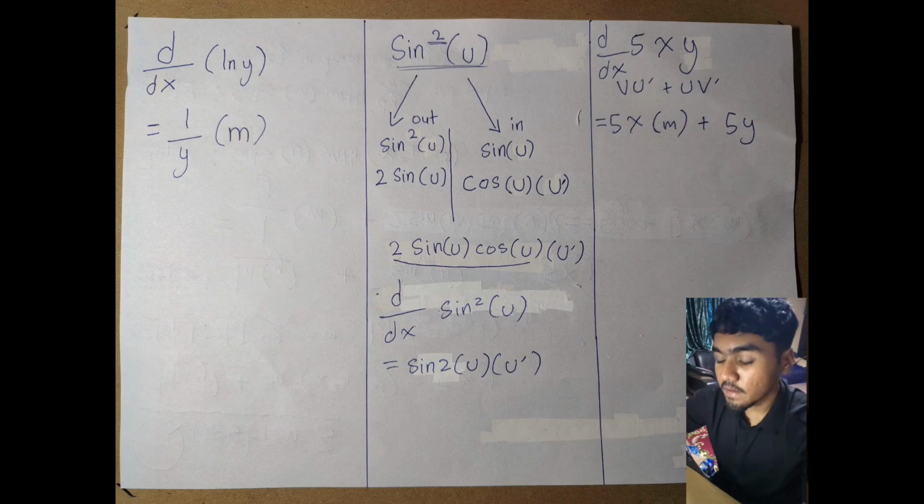The second function is sin squared u. This is a composite function, but I'm not here to recognize and pull out the composite function because it will consume too much time to find the derivative of it.